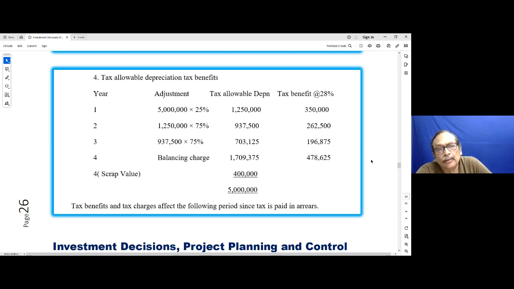So we have got 1, 2, 3, 4, and there will be a balancing charge because scrap value is 4 lakhs and tax benefit we have calculated, and tax benefits and tax charges affect the following period since tax is paid in arrears. So we have already calculated tax allowable depreciation tax benefits, that is year 1, 2, 3, 4, and again we are having a scrap value at the end of the fourth year, and we are going to have the balancing charge of 1,709,375.